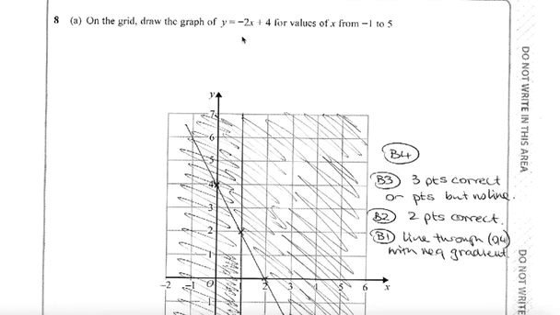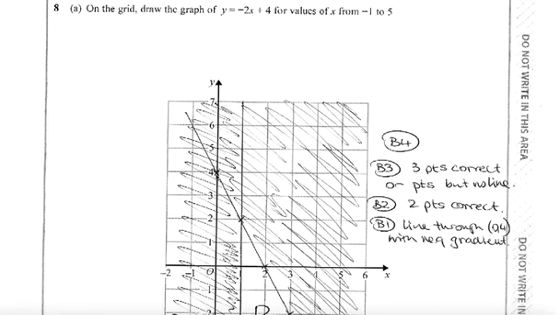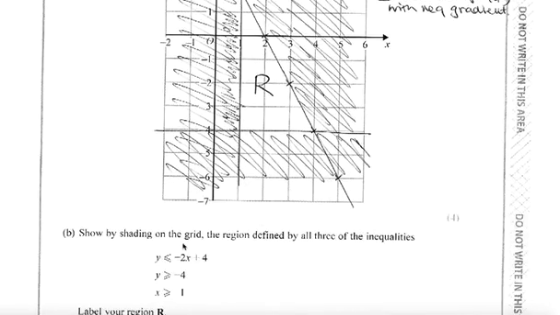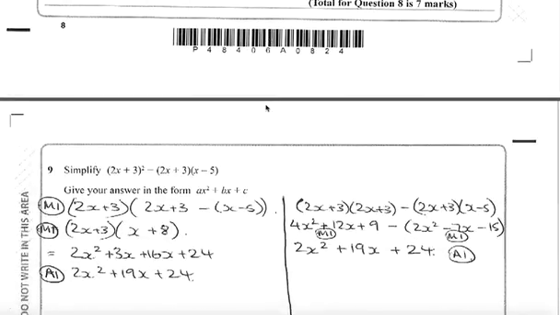Question 8, draw the graph y equals minus 2x plus 4. That goes through the y-axis at 4 with gradient minus 2. Shade, we always shade the region we don't want. So if we want y is less than minus 2x plus 4, we shade above the line. Y is greater than minus 4, that's here, so we shade below the line. X is greater than 1, so we want to the right, so let's shade to the left. And we're left with a triangle in the middle, which is R.